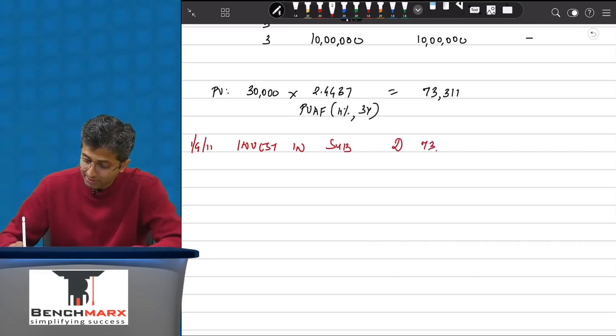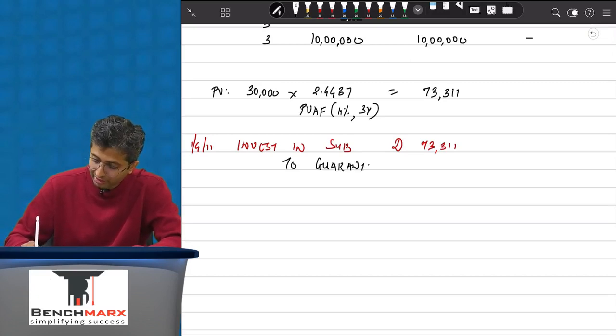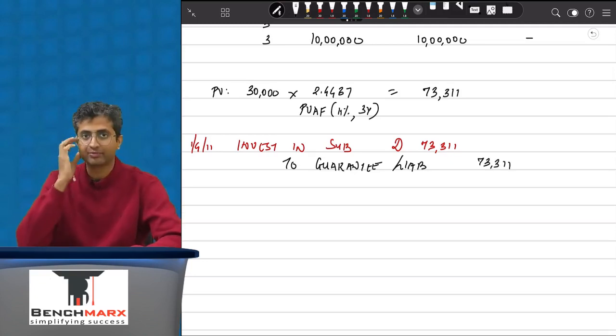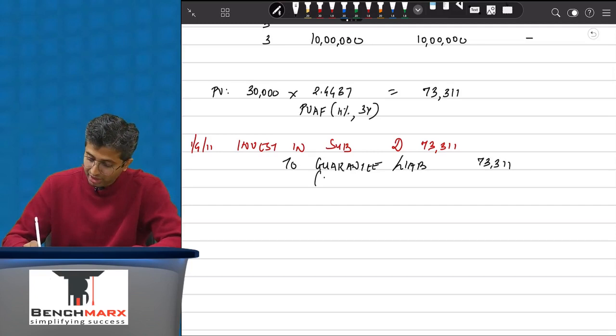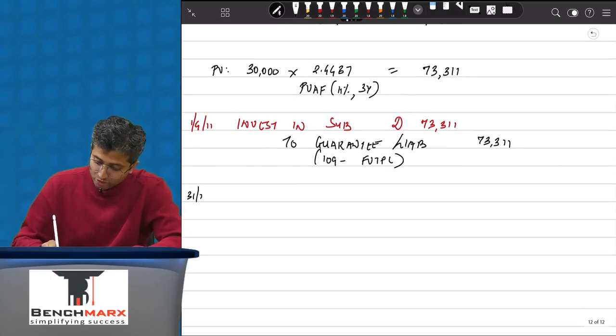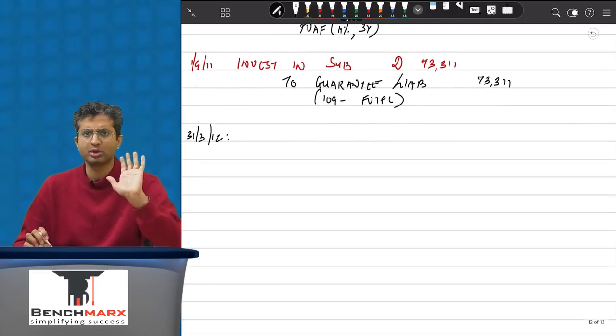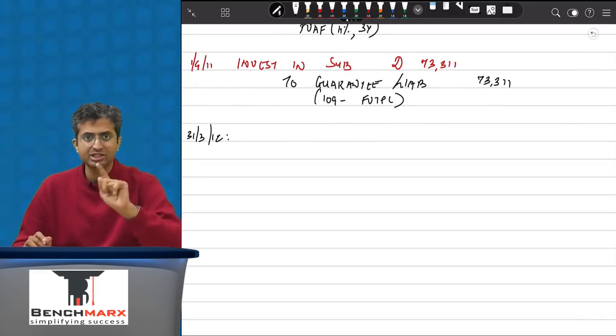So that is investment in subsidiary account debit 73,311 to, let us say, guarantee liability. This guarantee liability will be again 73,311. This is a guarantee which under Ind AS 109 is going to be accounted for using FVTPL principles, and hence as on 31st of March 2012, this has to be measured. This guarantee has to be measured. Investment will remain as it is. However, the guarantee has to be measured at fair value.